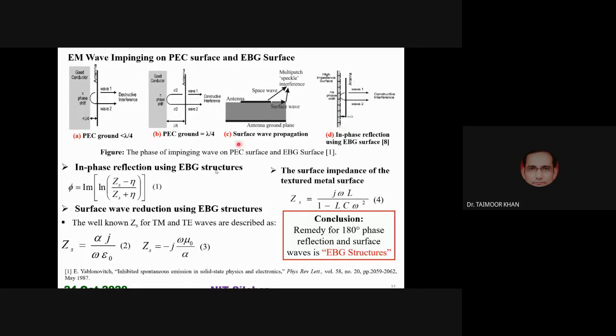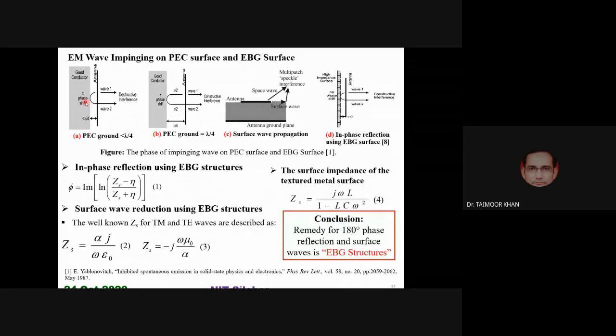By replacing the ground plane in figures A and B with these high impedance surfaces, it gives the same behavior that we get in figure B at the distance of lambda by 4, but here the size has been drastically reduced. Another advantage of using these high impedance surfaces is that they are capable of reducing the surface wave.